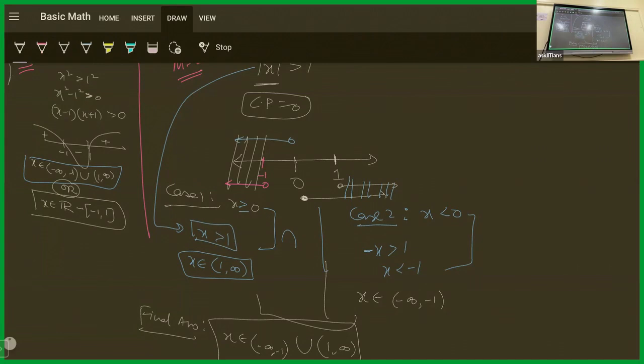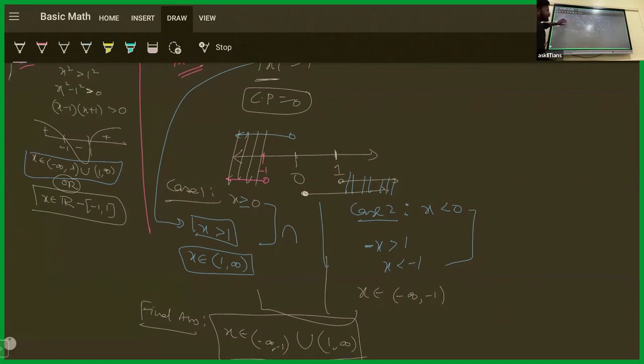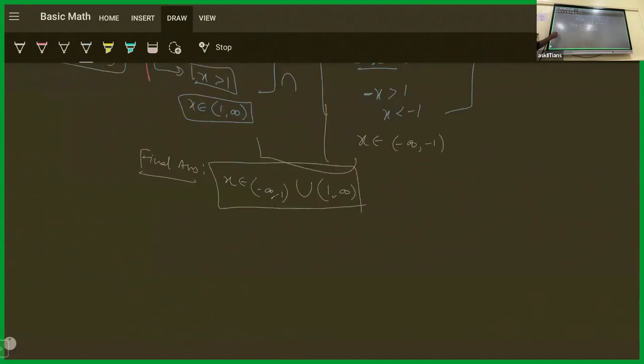Go. Okay. So now all of you try to solve this question. Modulus of x minus 3 greater than 5. Do it.